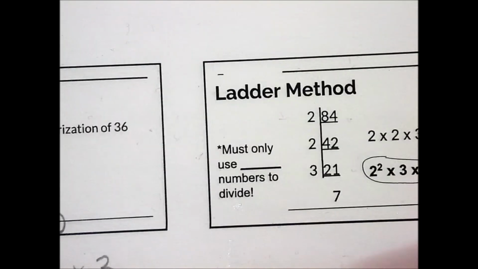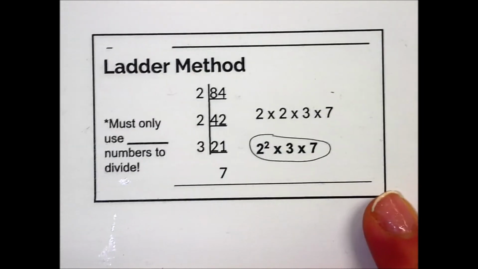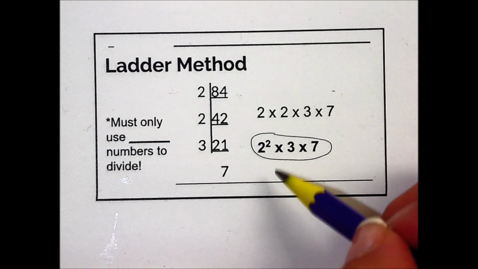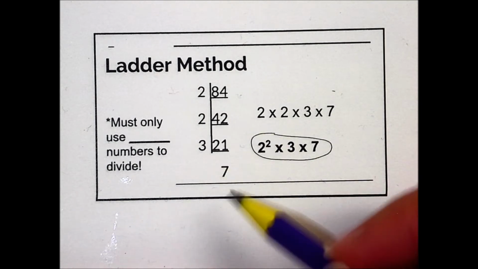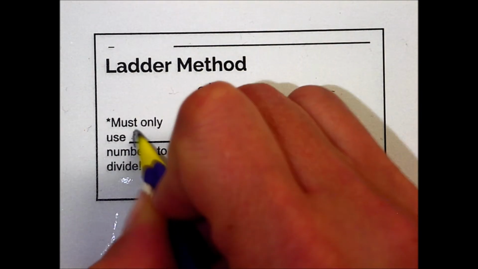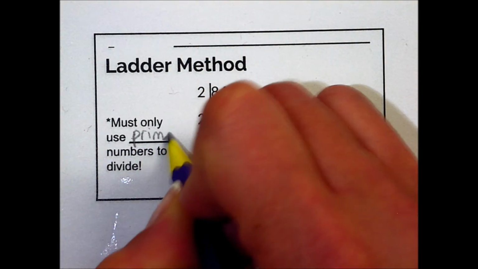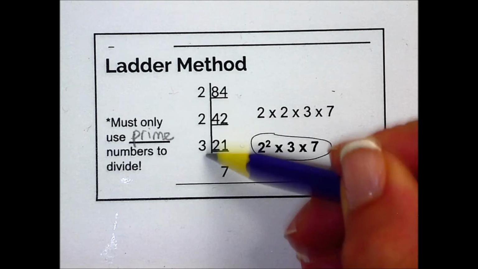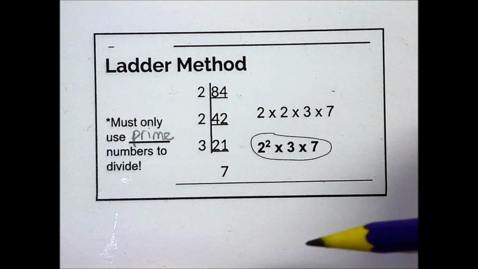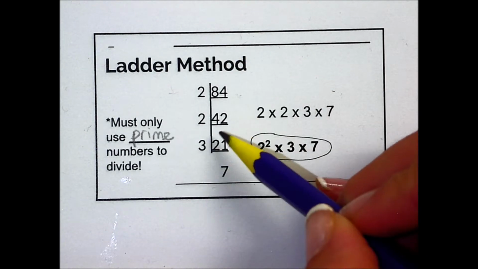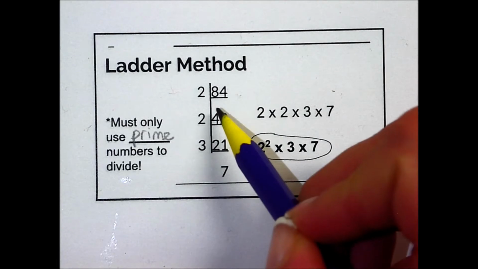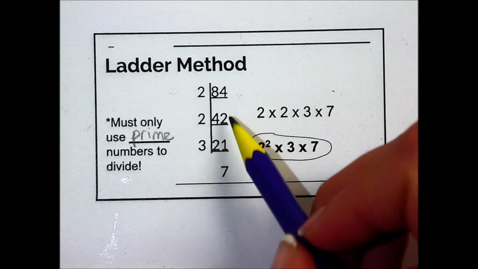The second method you could use is the ladder method. Because we've been using the ladder method to solve for GCF and LCM, I thought we'd include this one as well. Now there's something very important if you choose to use ladder method. You must only use prime numbers to divide. If you use any composite numbers here on the side, that is going to make your answer incorrect. That's why I personally like the tree method better, because I can choose any two numbers to multiply. Whereas with this method, it must be prime numbers only.